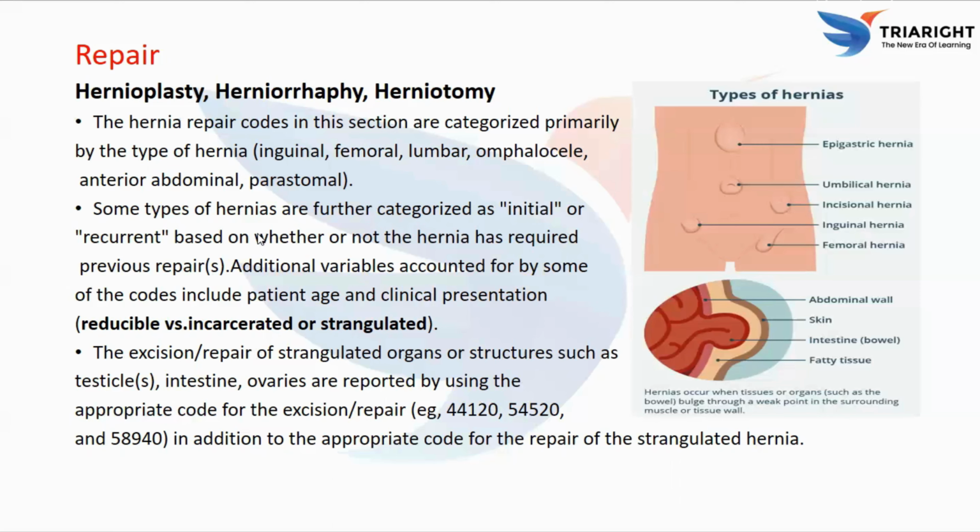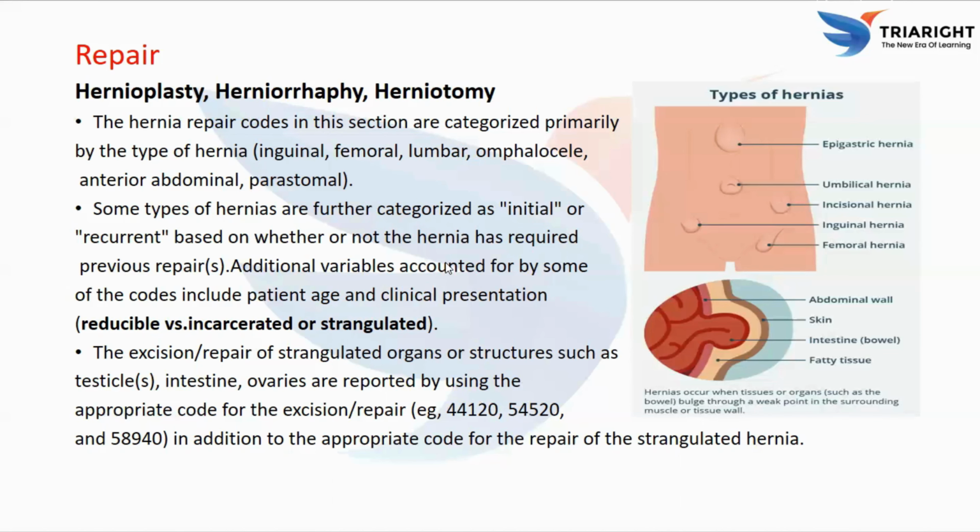By type of hernia, codes are primarily selected based upon the anatomical location, whether it's an inguinal hernia, femoral, lumbar, omphalocele, umbilical, epigastric, incisional, anterior abdominal or parastomal. By initial or recurrent: initial is nothing but a first-time repair. Recurrent is when the hernia returns after a prior repair. Recurrent hernias usually have different CPT codes. Based upon patient age, some hernia codes differ for children and adults.